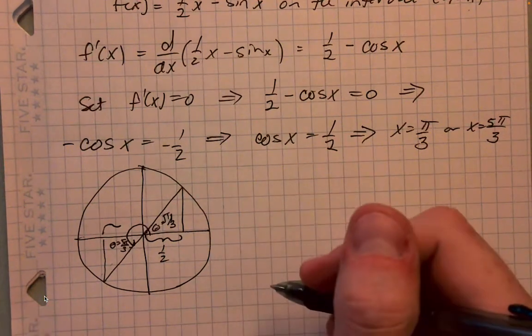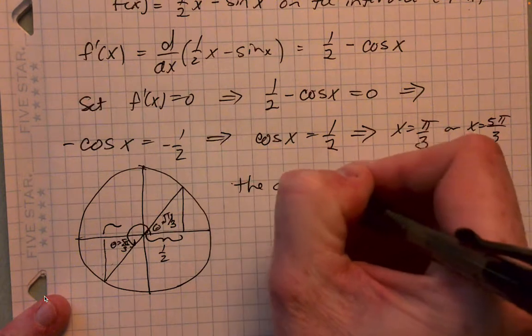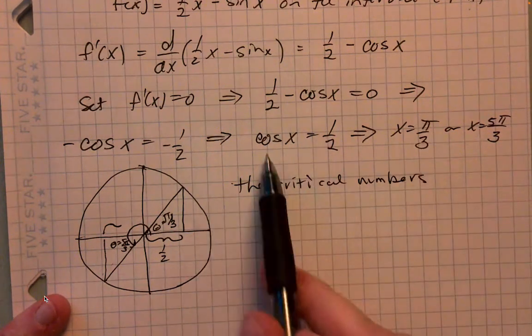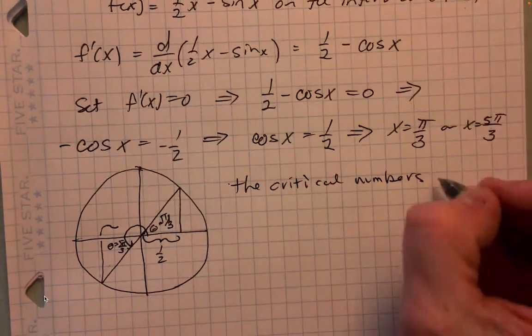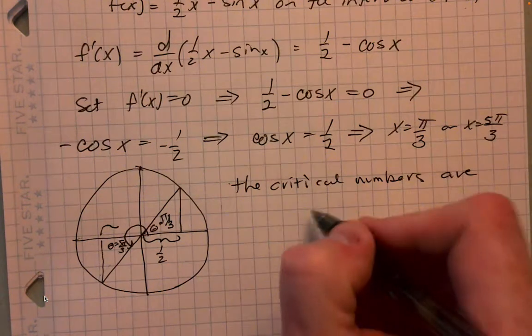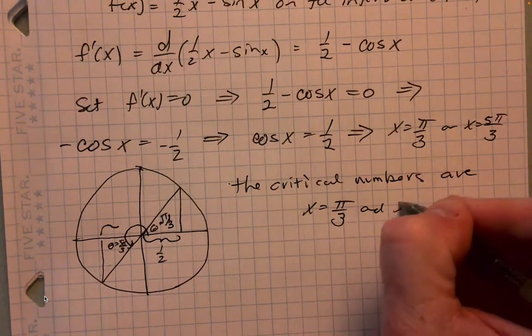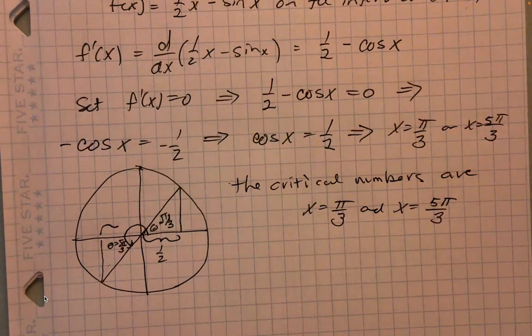Okay, so the critical numbers then, right, are the solutions to the equation you get when you set the derivative equal to 0. So the critical numbers are x equals pi over 3 and x equals 5 pi over 3. Okay.